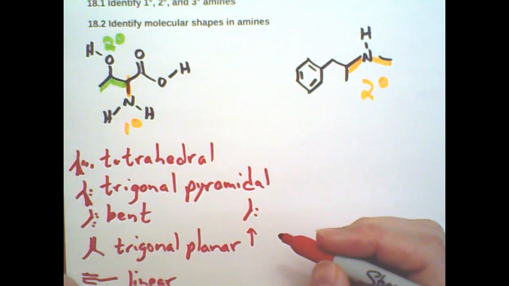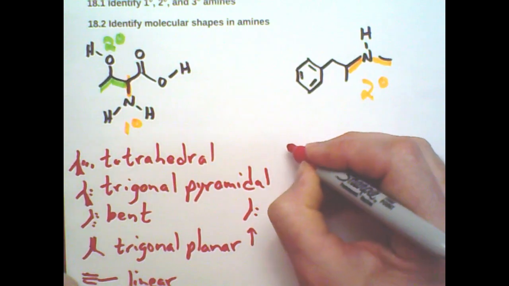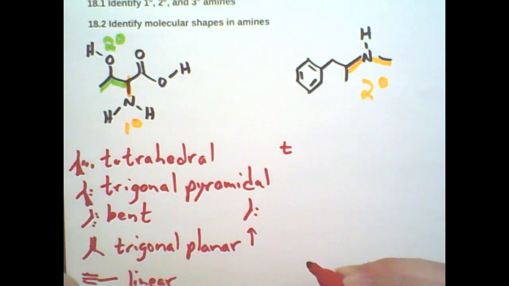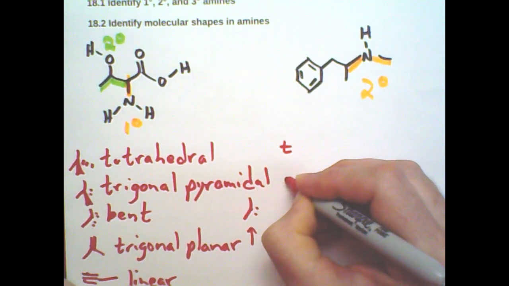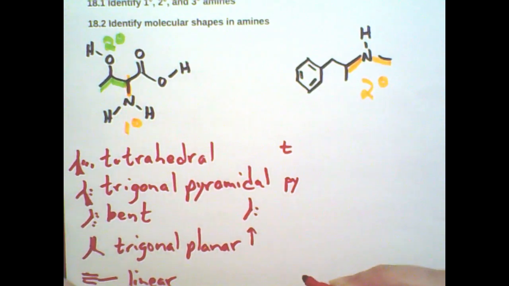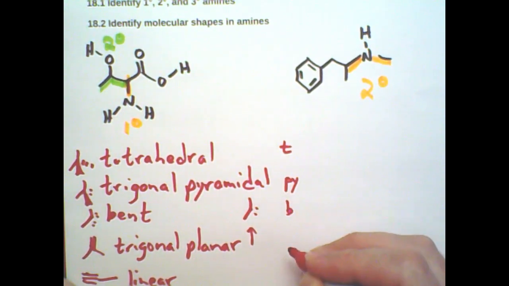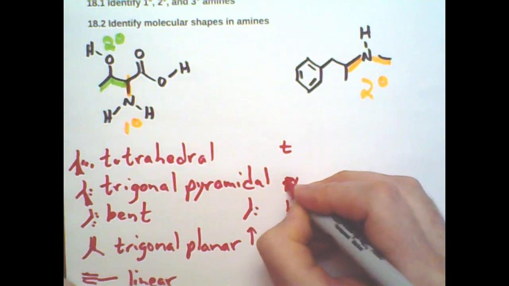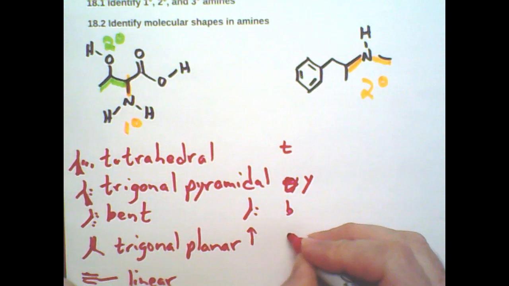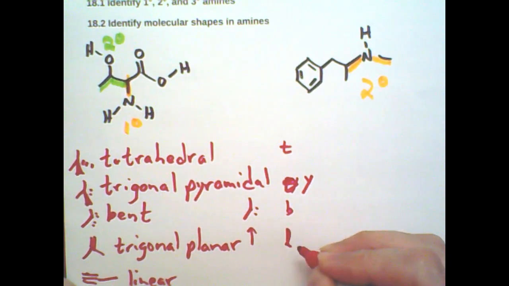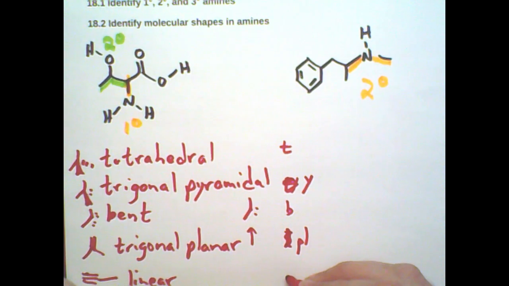So let's pick some letters to represent them. A little T for tetrahedral, PY for trigonal pyramidal, B for bent. Maybe we'll just do Y for pyramidal, and PL for planar and L for linear. All right.